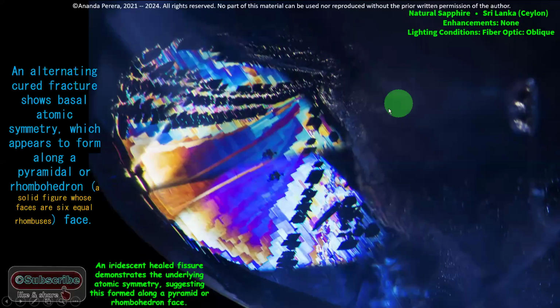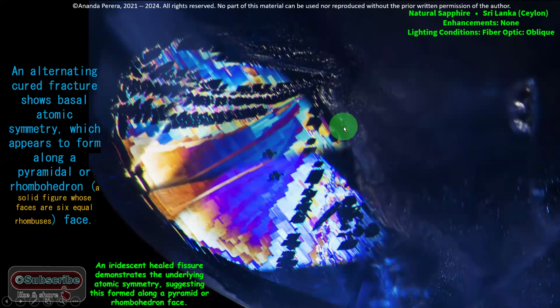What is this? The lighting condition here is fiber optic oblique. And you can see the very nice picture here. Before we see this, you have to identify the shape of the rhombus. You have to imagine a rhombus shape. In mathematics, you learn a rhombus has four sides. Out of these four sides, two are parallel. The other two are not parallel. So that shape is a rhombus shape.